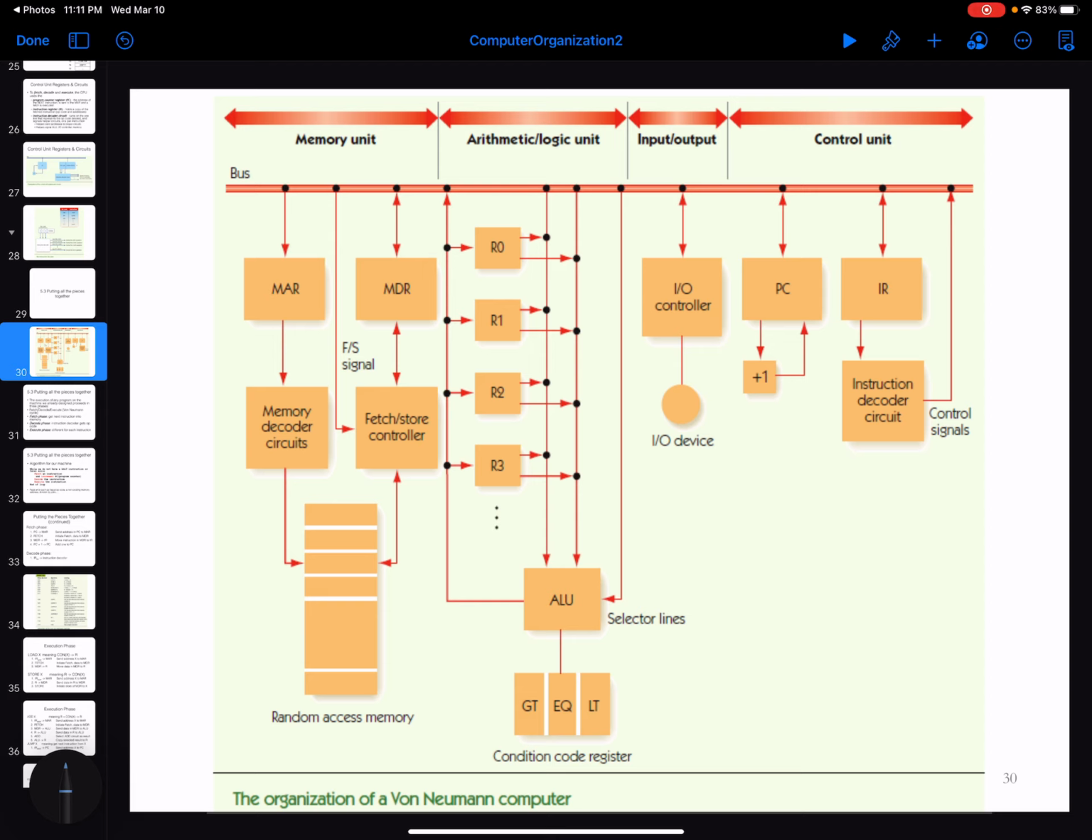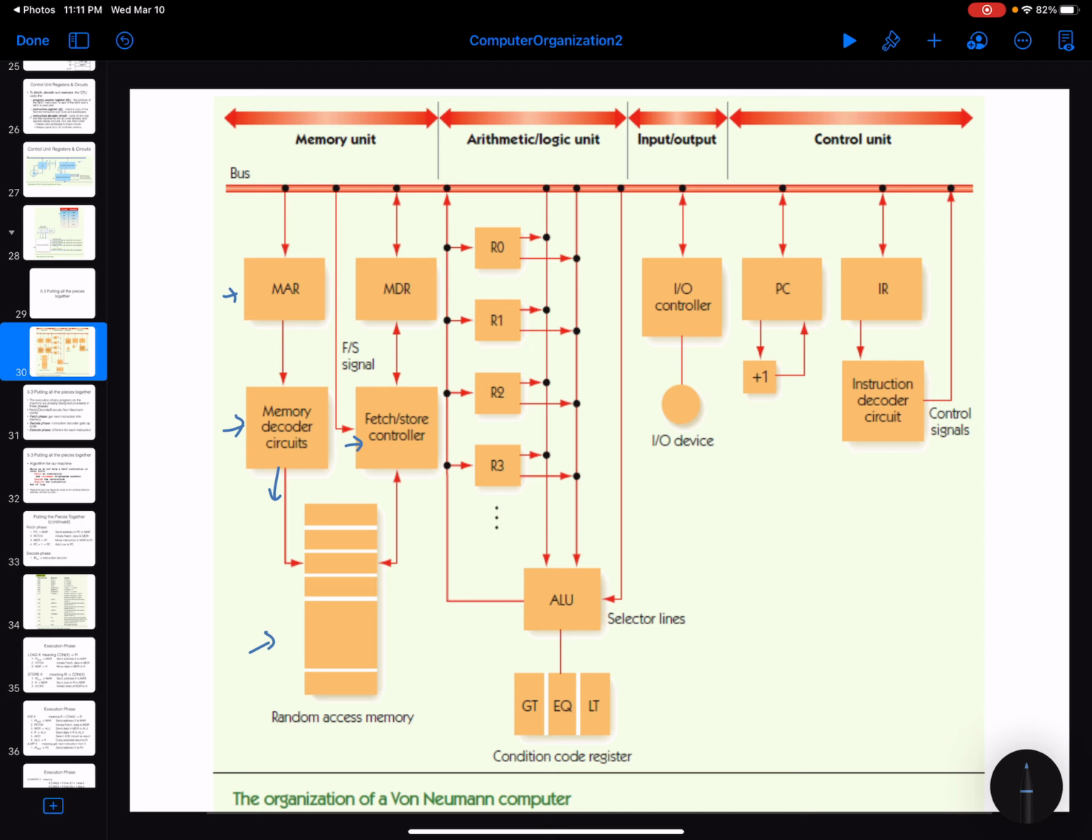So we have the memory unit. Inside the memory unit you had the memory, and the two registers: MAR for the address, MDR for the data. You also had a fetch/store controller that works as a two-sided switch that either copies the content to the MDR or copies from the MDR into the memory, and the decoder that decodes the MAR to a specific address in the memory. This was the memory unit.